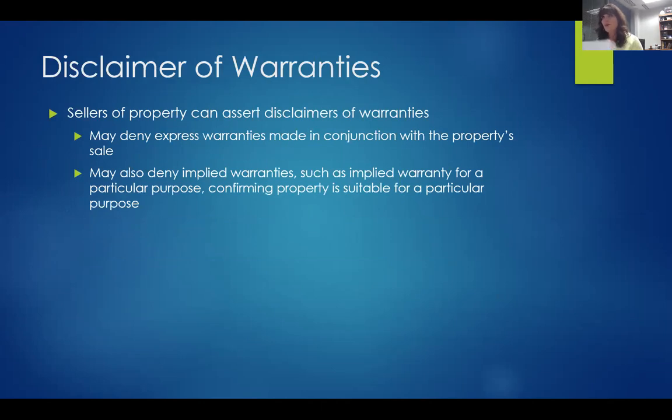Disclaimer of warranty. This is where, if you're a seller of a property, you can assert disclaimers of warranty. Maybe you're selling somebody a piece of property and you may actually give an express warranty, which means that you're clearly outlining in the wording of your contract what you're warranting in conjunction with the sale. A lot of people don't like to put that in writing because you're not guaranteeing what fit for use it is. And it may also deny any implied warranty.